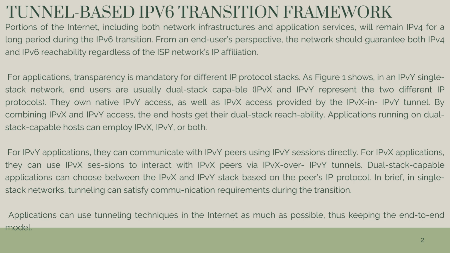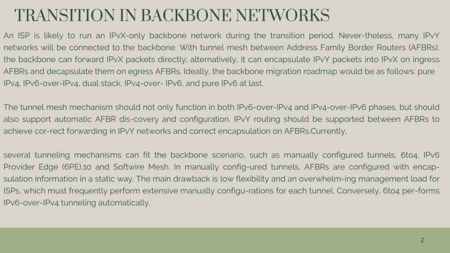Tunneling techniques should be used in the internet as much as possible, thus keeping the end-to-end model. Transition in backbone networks. An ISP is likely to run an IPv6 only backbone network during the transition period. Nevertheless, many IPv4 networks will be connected to the backbone with a tunnel mesh between address family border routers. The backbone can forward IPv6 packets directly. Alternatively, it can encapsulate IPv4 packets into IPv6 on ingress and decapsulate them on egress. Ideally, the backbone migration roadmap would be as follows.